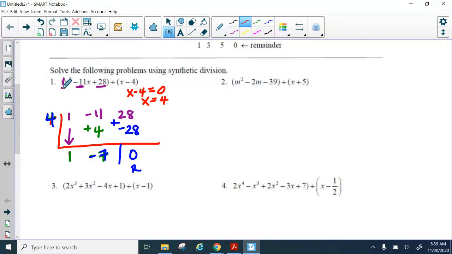So now since we took an x squared and divided by an x, that means that this is going to be the coefficient on an x to the first. x squared divided by x is x to the first. And then this one here would be x to the 0, but we don't write that. So the answer to this one is just 1x minus 7, or x minus 7.